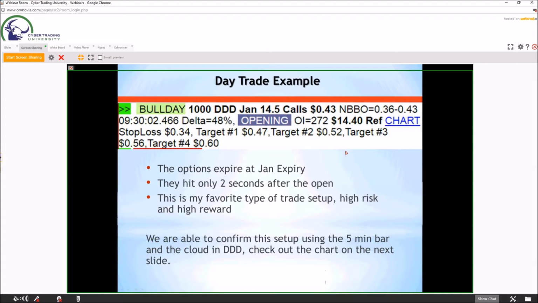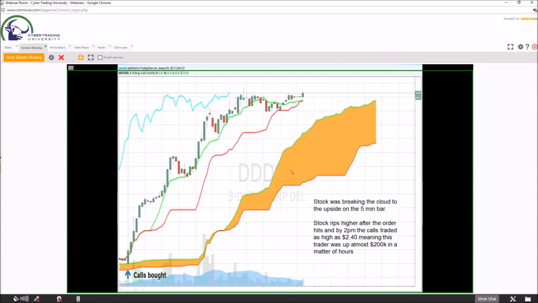This trader put this trade on, and they were waiting for the market to open and tried to get a fill as soon as they possibly could, right? That's why it happened so early. The reason why they were so aggressive to get in right when the market opened becomes apparent a little bit later. The stock has an absolute rip-roaring bid to the upside from the moment that they bought these calls until the end of the day. Just a huge move, right? The stock breaks the Ichimoku cloud to the upside on the 5-minute bar as soon as they buy these calls.